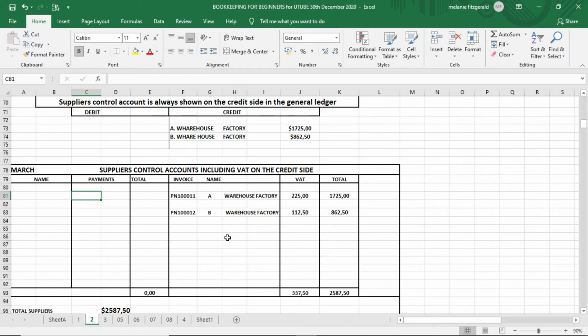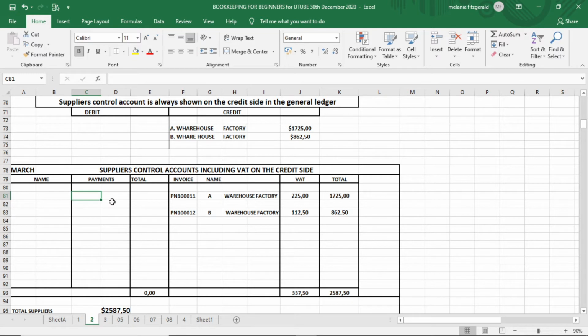And we did the same, we put the same entry for factory B. We also got the VAT that was included there, and the total was $862.50. Now on this side, it's blank. Why it's blank is because most companies will give you 30 days or 60 days, so you might not pay these guys straight away.